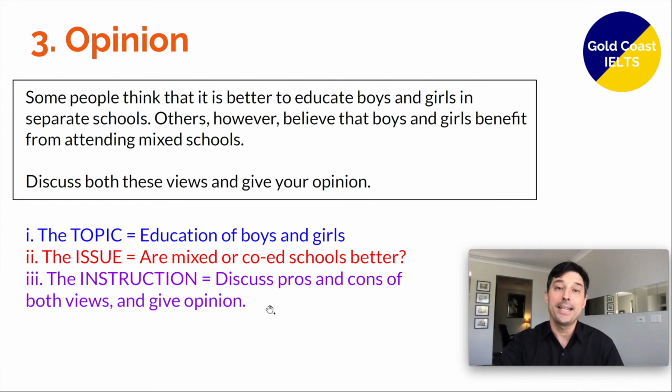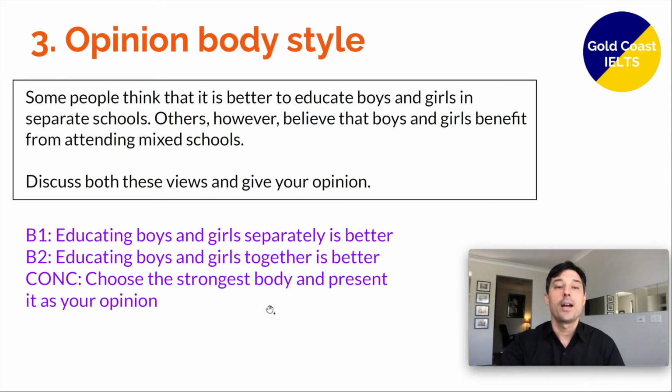And give your opinion. So if I was to do this, I would probably say in B1, I would talk about why educating boys and girls separately is better. In the B2, I might talk about why educating boys and girls together is better. Finally, in the conclusion, I would choose the strongest body, whether it's B1 or B2. I probably don't know until I've finished writing. Then I would present that body paragraph as my own opinion.